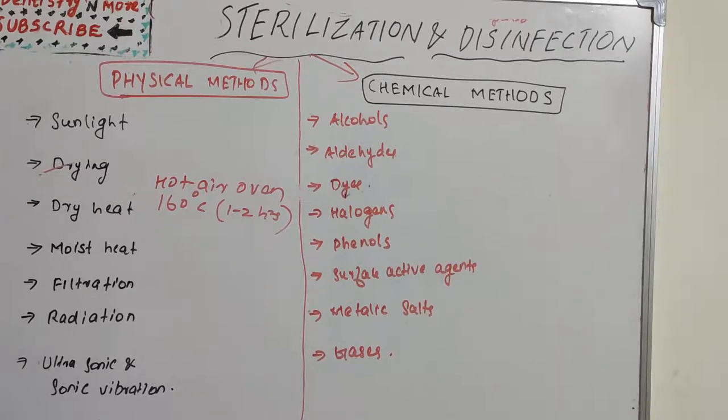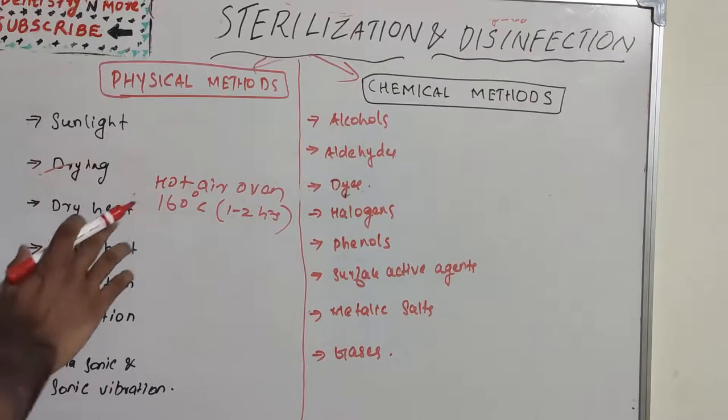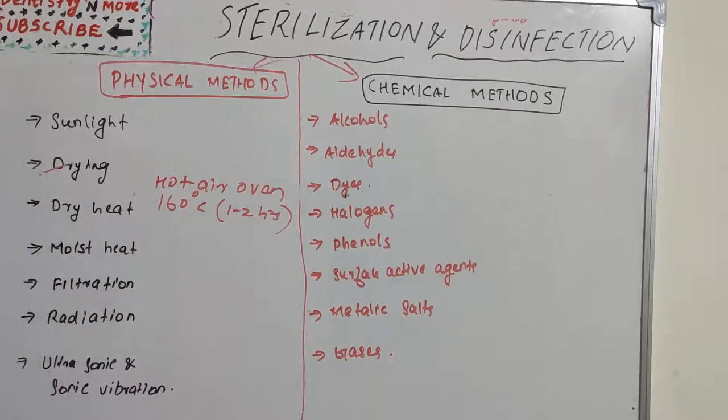Rubber materials will not withstand the temperature, so we should take care of rubber material. We should not keep rubber material in hot air oven, except silicone rubber, which can withstand this high temperature. And after the procedure, we need to allow it to cool for 2 hours before opening the door.